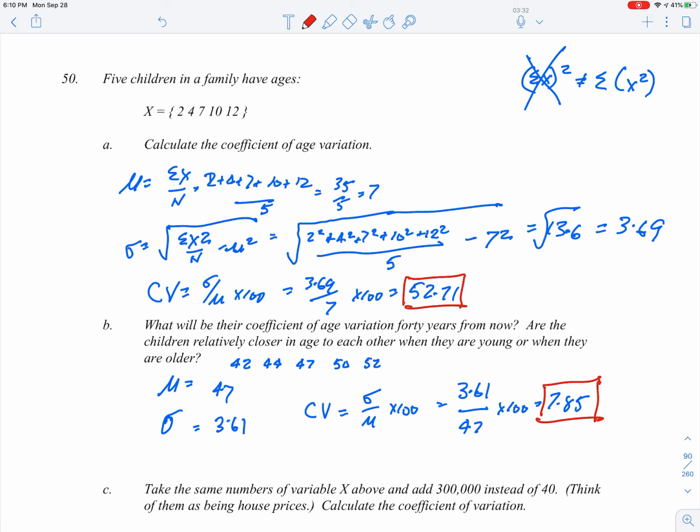And practically, you know what that means. I mean, if you take a look at kids in a family, you'll see that there's a big difference between a 2-year-old and a 12-year-old. Those ages are quite spread apart. But when they're adults, there's not much of a difference between a 42-year-old and a 52-year-old, is there? I mean, they're probably in the same stage of life, even. And so we would say that the relative difference in the ages is less.